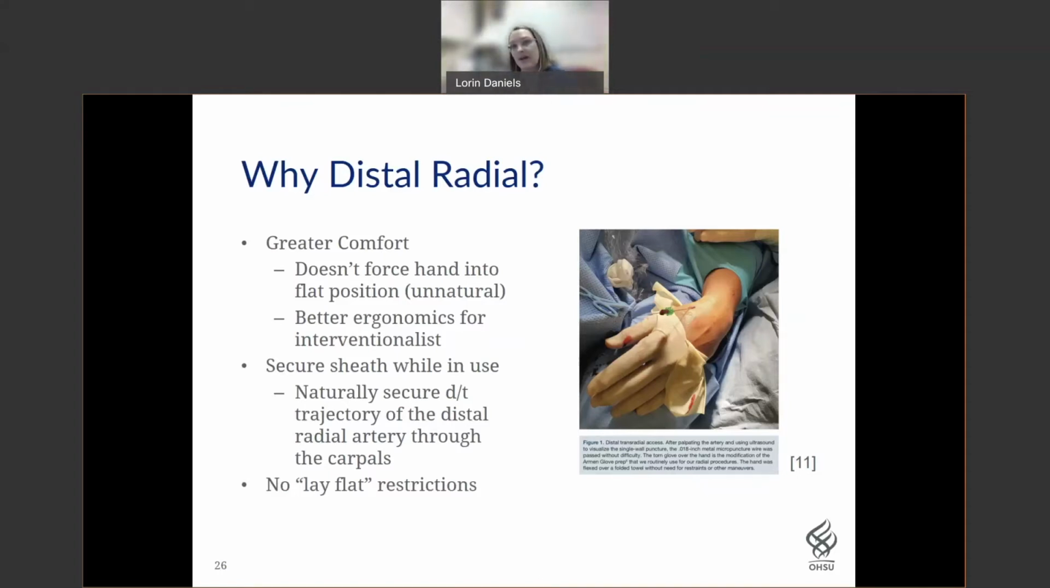And then speaking of ergonomics, the way the surgeon stands in correlation to the patient for the transradial artery approach gives them a lot more of a natural body position when they're working and maneuvering. So it's great for both of them.